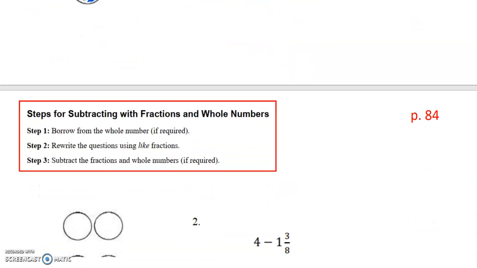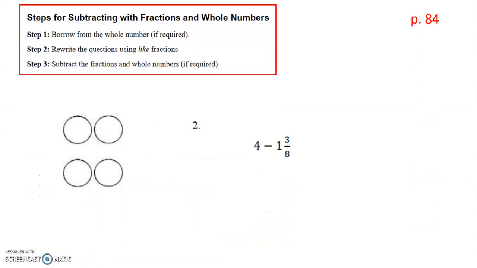So let's do another one. This one is 4 minus 1 3/8. Okay. So if we're going to divide these into 8 pieces, all of these, if we took away a whole one and we took away 3 more pieces, what would we be left with? We'd be left with 2 whole ones and 1, 2, 3, 4, 5. We'd be left with 2 whole ones and 5 eighths. So visually we can see what we're left with.